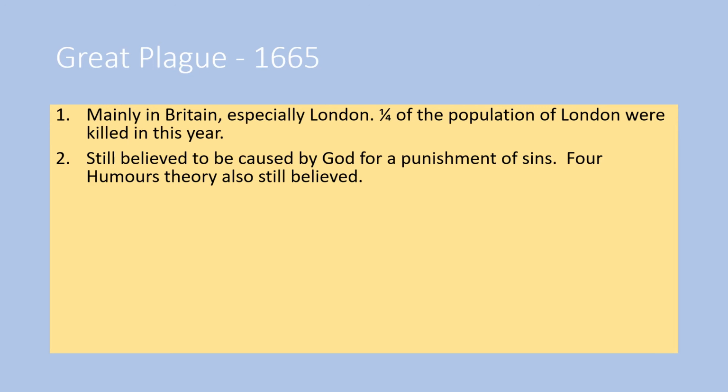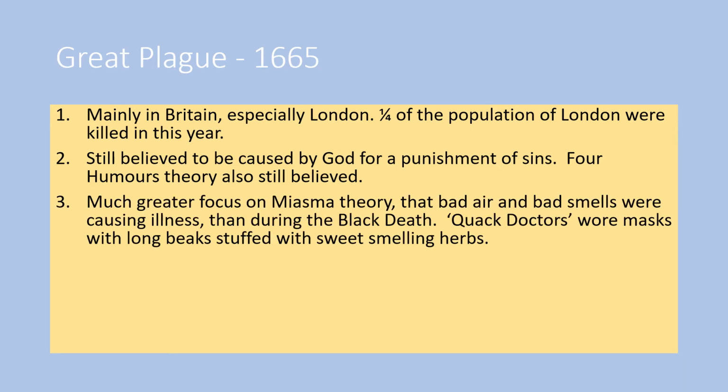So God sending the plague as punishment for sin was still very much believed. So prayer is a very popular method of treatment at this time. Four humours is still believed as well. Again, despite what William Harvey is able to prove, people are still bloodletting at this time. And there is a much greater focus this time round on miasma theory, the idea that bad air and bad smells were causing the illness. And this is much greater than it was during the Black Death.